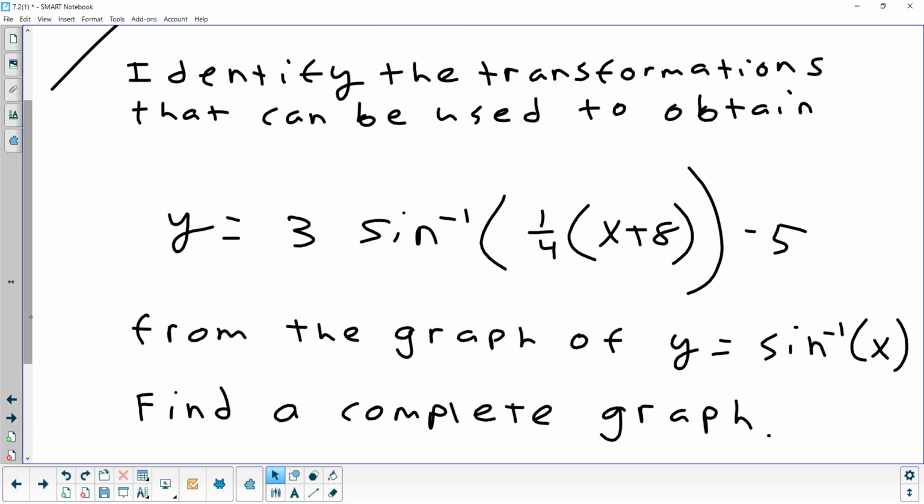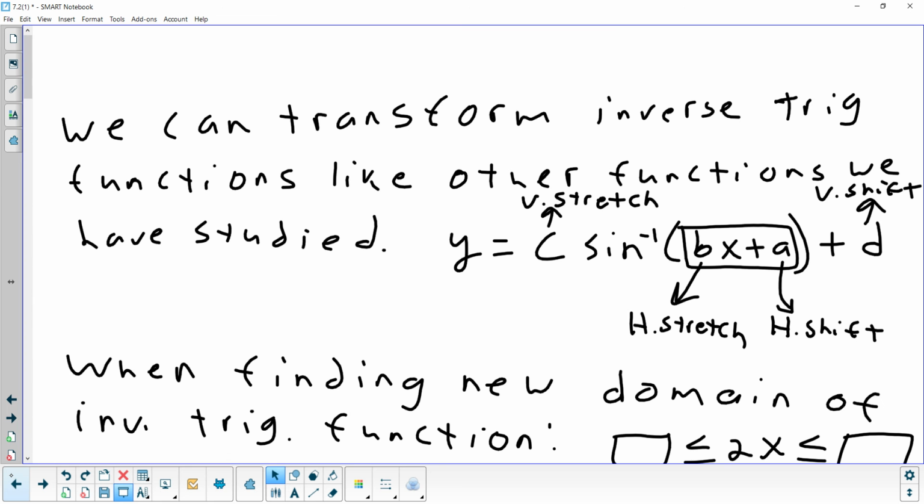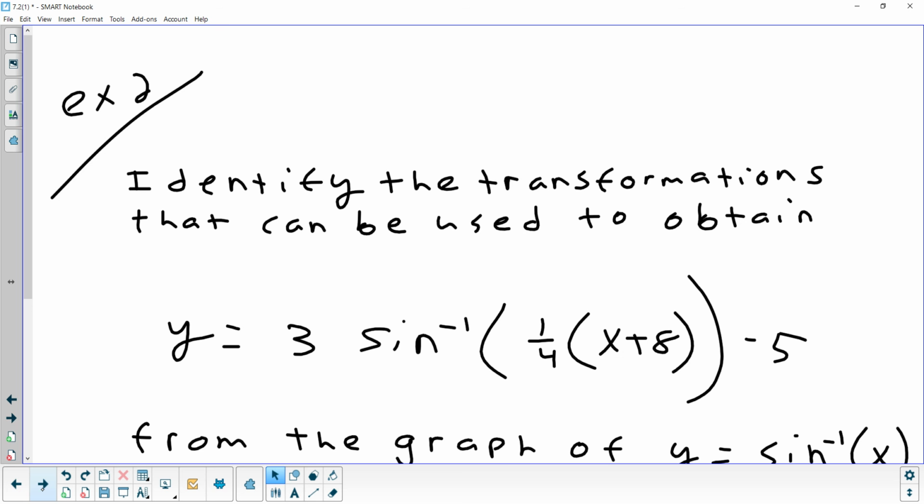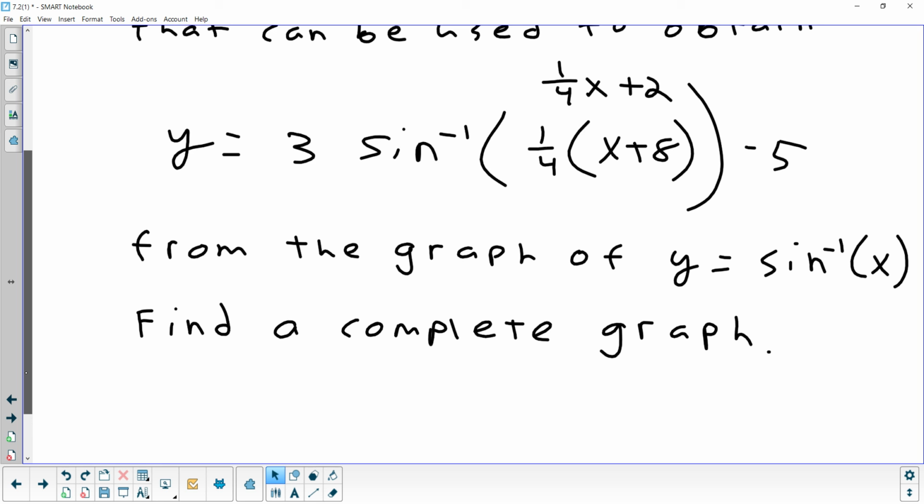Yep. You have to distribute the 1/4. Yeah, I really want it without parentheses. You're not supposed to have parentheses on the inside of the parentheses that are already there. So if we distribute it out, we have 1/4 x plus 2. Now I can see the A, the B, the C, and the D. All right, so how about Zach? Can you tell me how many transformations are happening there?